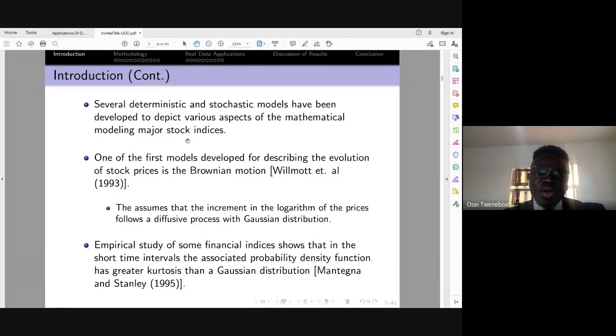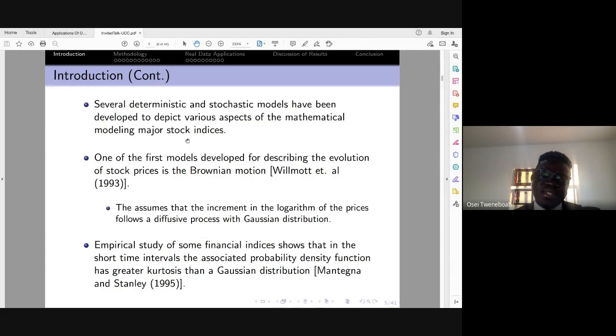So the goal is this: when you have the stock index, as an investor or as a practitioner, all you are interested in is looking at the trend and, based on the trend, making informed decisions. If you're an investor, you are interested in making profit. So you want to find the right time to purchase stock, or the right time to sell your stock, because that's what you're interested in.